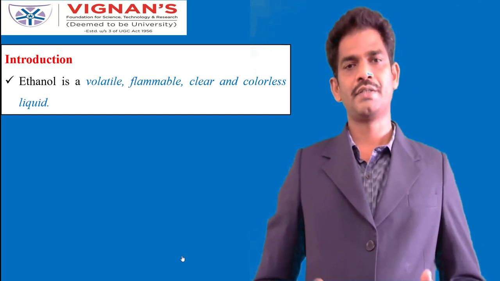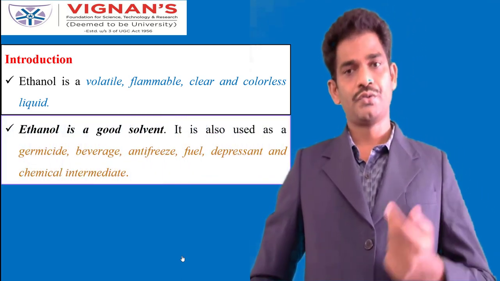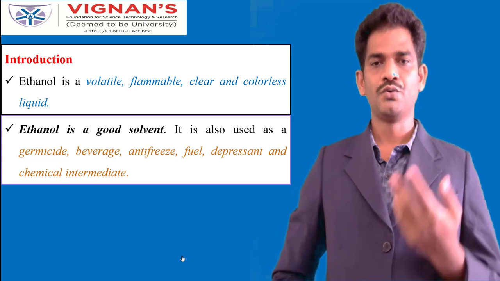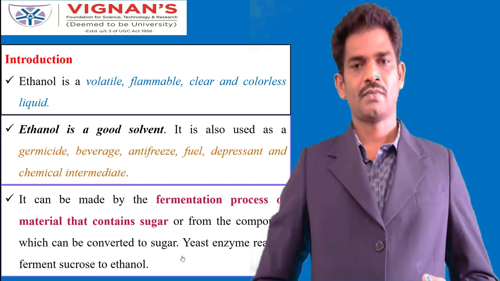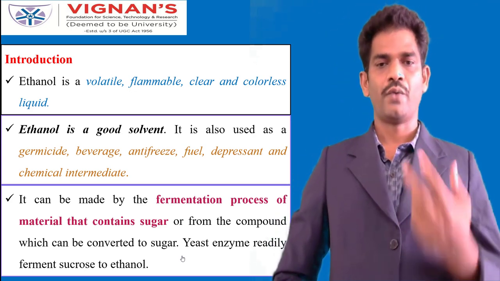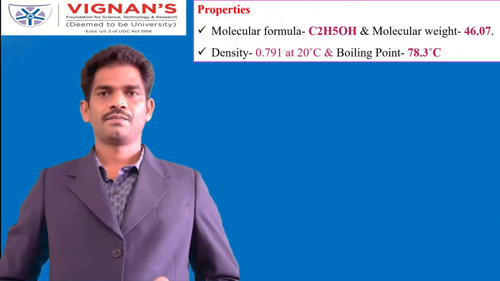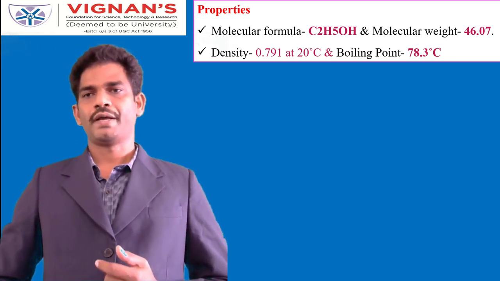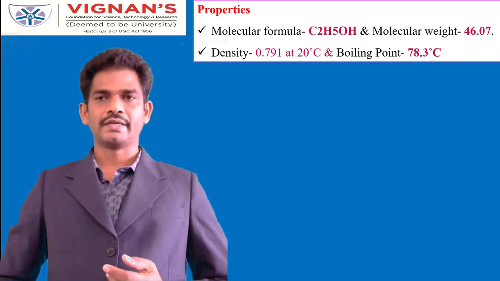You can see here, ethanol is a volatile, flammable, clear and colorless liquid. Ethanol is a good solvent. It is used as a germicide, beverage, antifreeze agent, and depressant, and it can also be used as a chemical intermediate for making many synthetics. This ethanol can be produced primarily by applying a fermentation process, where the enzymes readily ferment the carbohydrates into alcohol. You can see here the properties of ethanol: molecular formula C2H5OH, molecular weight 46.07, and density 0.791 at 20 degrees.